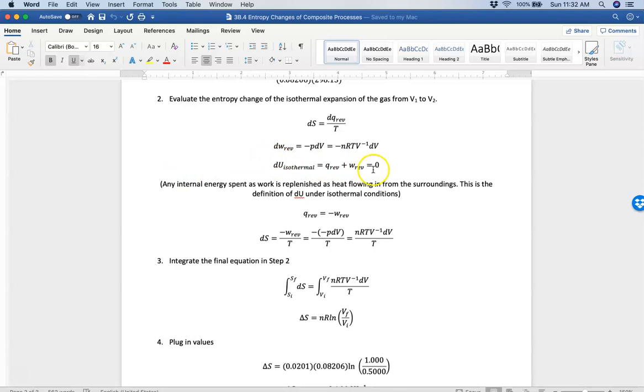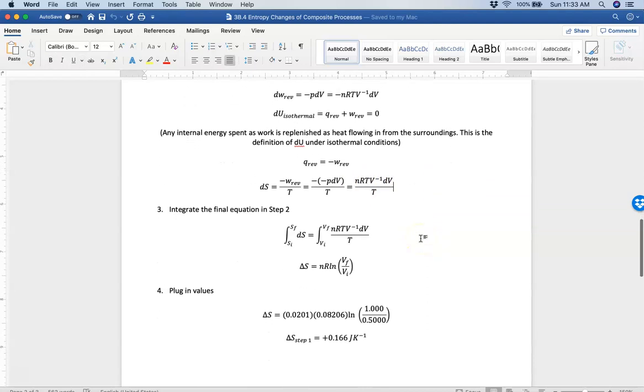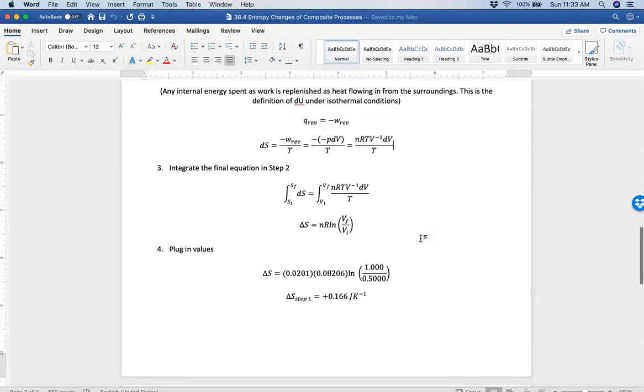So we rearrange this equation because we know Q rev plus W rev equals 0. Now Q rev equals negative W rev. I can substitute that back into the definition of entropy, so dS equals negative W rev over T. I substitute in my definition of reversible work, negative P dV over T. That becomes positive P. Substitute in P from the ideal gas law: nRT over V, dV over T is our new equation for determining the entropy change for this isothermal expansion.